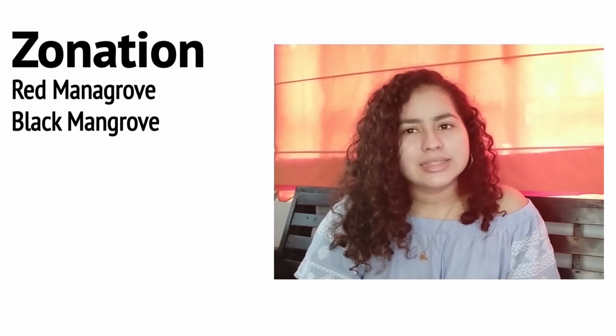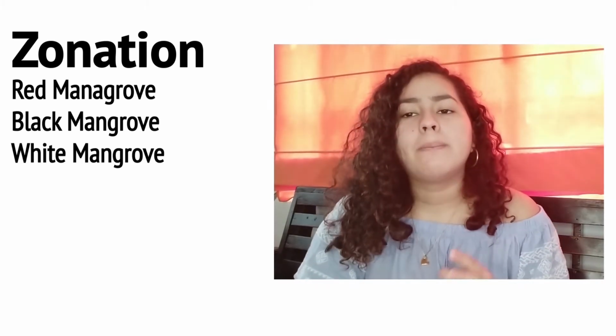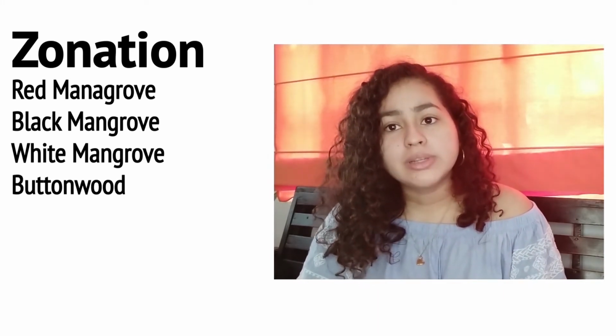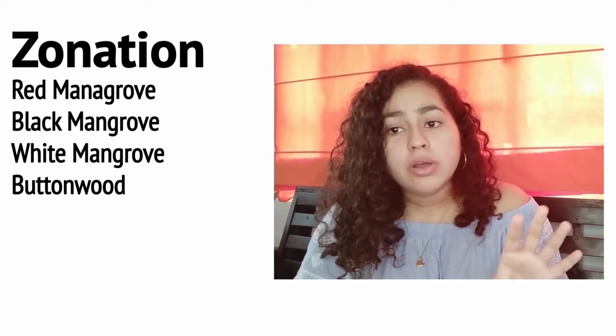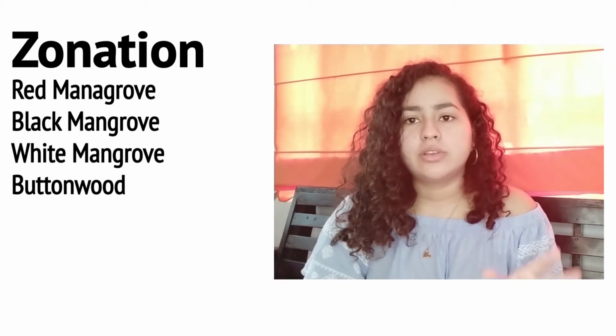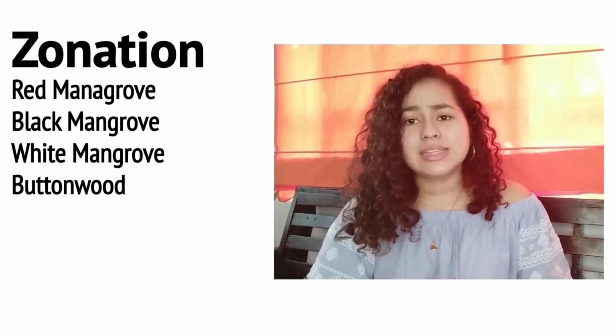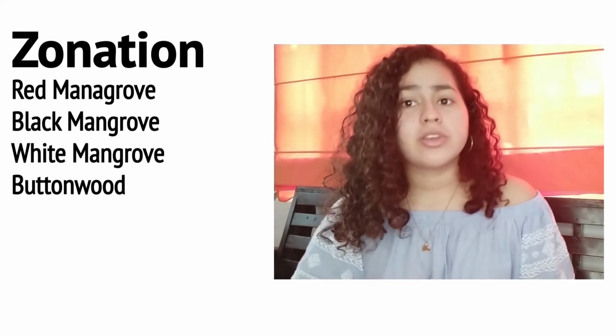The first is the Rhizophora mangrove zone at the seaward edge. That is the red mangrove. Next, we have a broad band of Avicennia, the black mangrove, inland. Following that, we have a belt of Laguncularia, the white mangrove, or Conocarpus, which is the buttonwood. Conocarpus is often furthest inland and is most territorial. Of course, these things can change depending on the geography of the area.